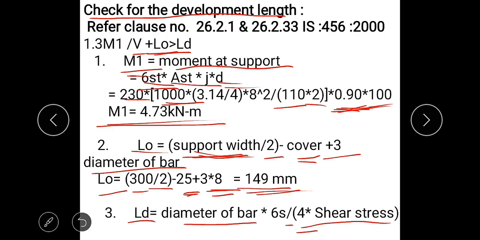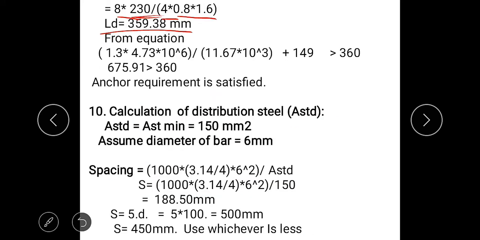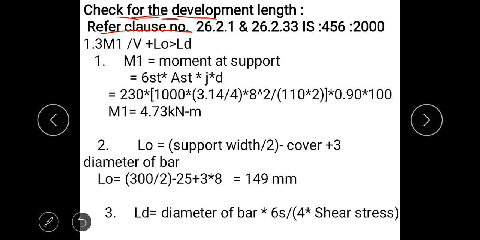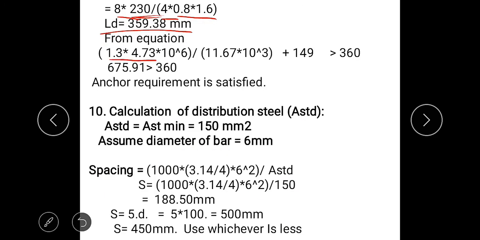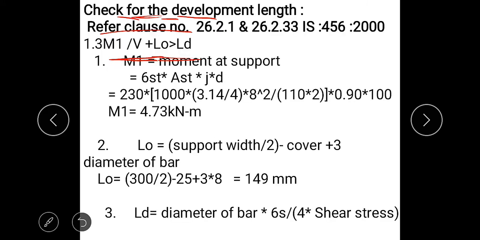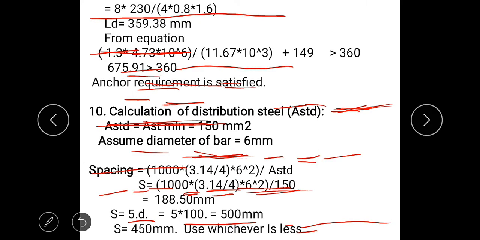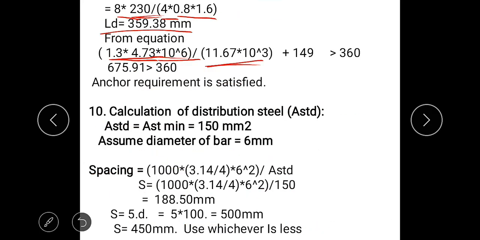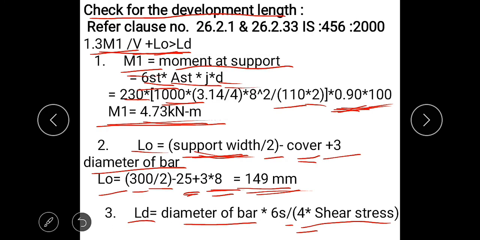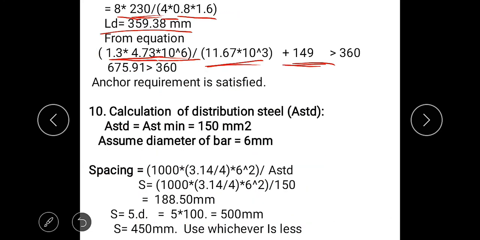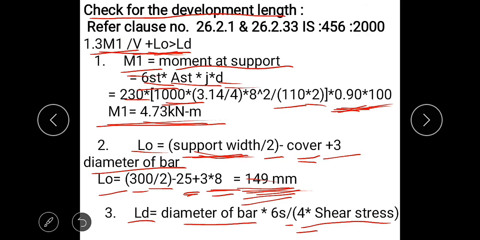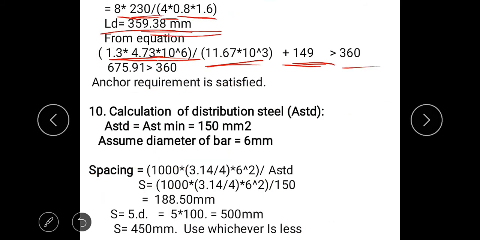From this equation 1.3, so 1.3 into M1, which is 4.73. So 1.3 into 4.73 into 10 to the power 6, divided by V. V means shear force, which is 11.67 into 10 to the power 3, plus 149. L0 is 149 and LD is 360. We find here 360.